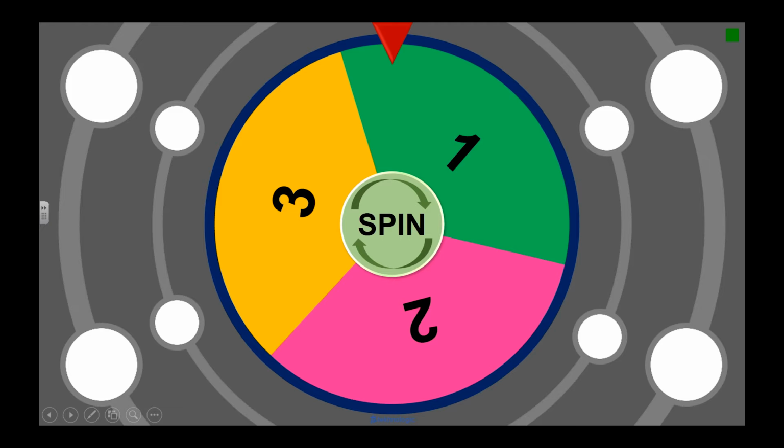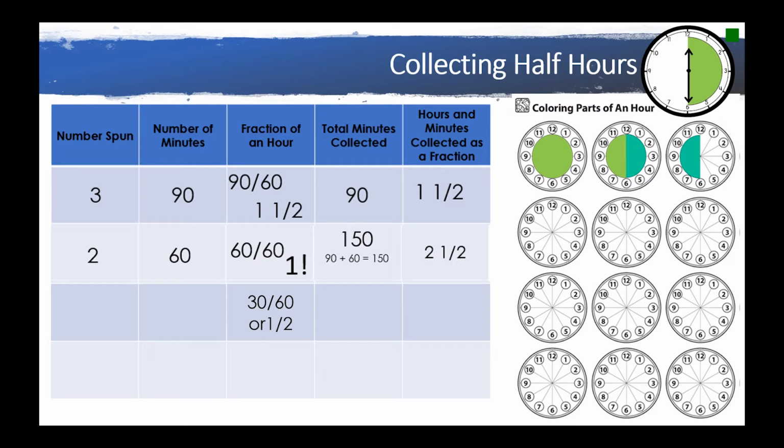So for our third turn, we spun a 1. 1/2 hour is 30 minutes. 1/2 hour written as a fraction of an hour would be written as 30 over 60, which could also be notated as 1/2. Now, if we find the sum of our collected minutes, we've collected 180 minutes, since 90 from our first turn plus 60 from our second turn, we already know that was 150, plus 30 more would be 180.